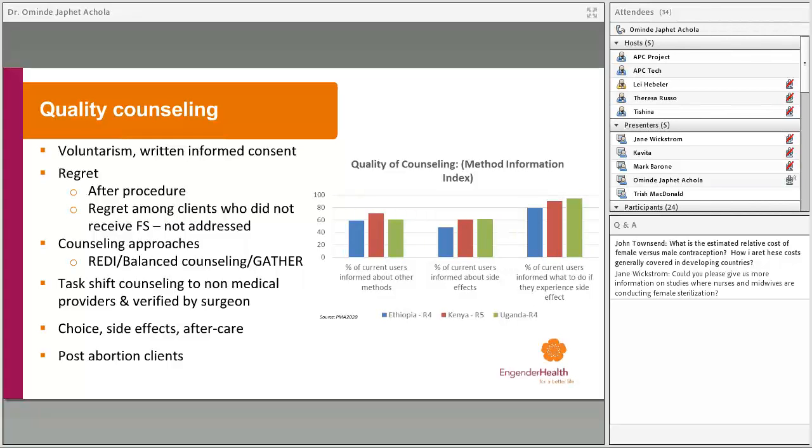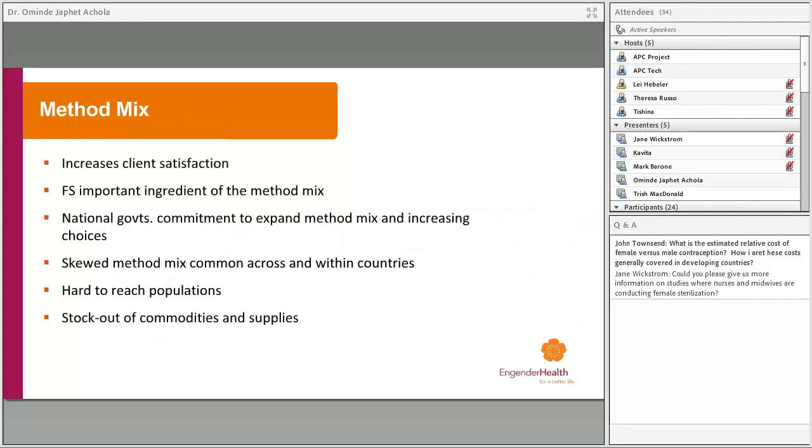How we are doing in the East African region is on the right side. You can see current users who are informed about other methods is less than 60%. Clients who are informed about side effects is even lower, below 60% in some countries. But clients who were informed where to go seem to be slightly better, but it's not 100%. So there's still room to improve in ensuring quality of counseling.